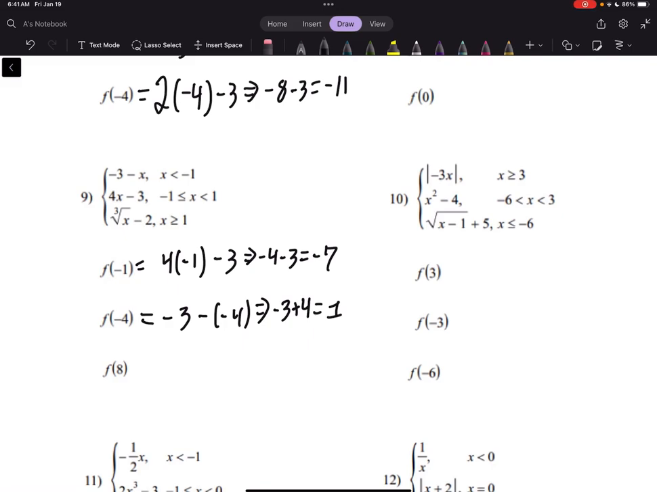8. Look at the last equation. Is 8 greater than or equal to 1? It is. So we have the cubic root of 8 minus 2. What number cubed gives us 8? That would be 2. So we have 2 minus 2, which is 0.